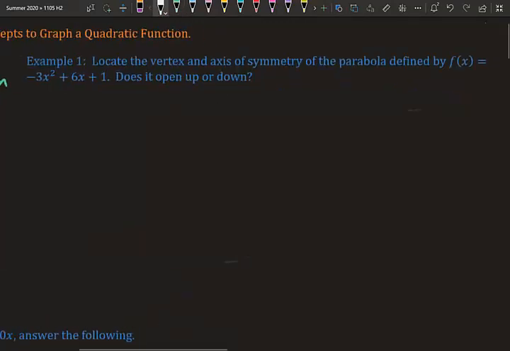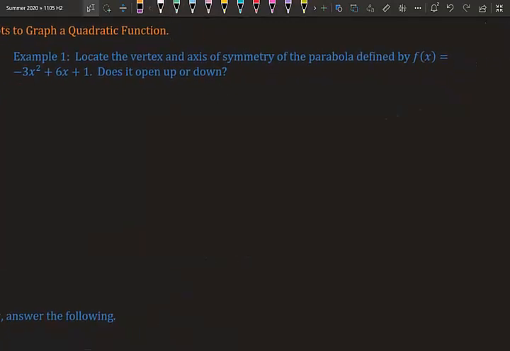So example 1, let's locate the vertex and axis of symmetry of the parabola f of x equals negative 3x squared plus 6x plus 1, and does it open up or down? So let's answer that first. Since it's negative 3x squared, it opens down. Let's go ahead and find the vertex, which is a formula, negative b over 2a. That's kind of a review, the vertex formula. It's something you've learned or supposed to know. If you don't remember that or don't know, let me know, and I have videos to supplement that.